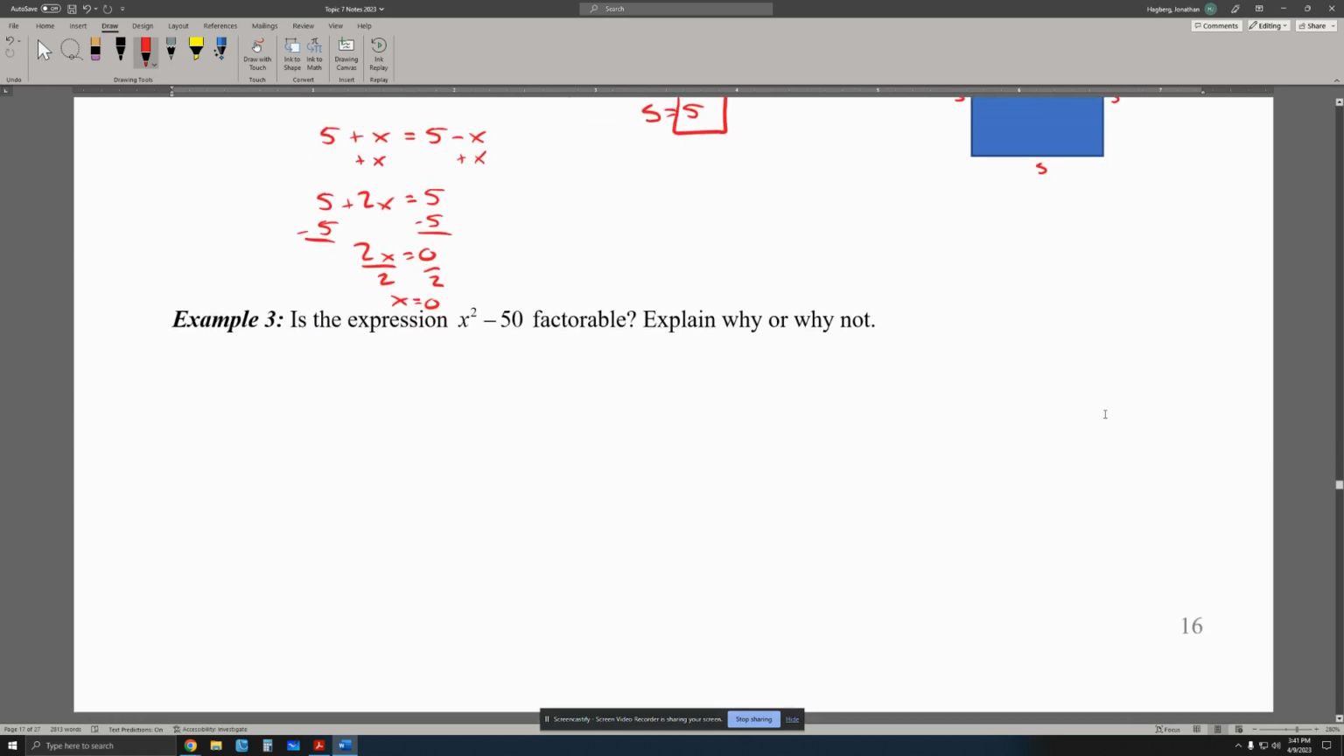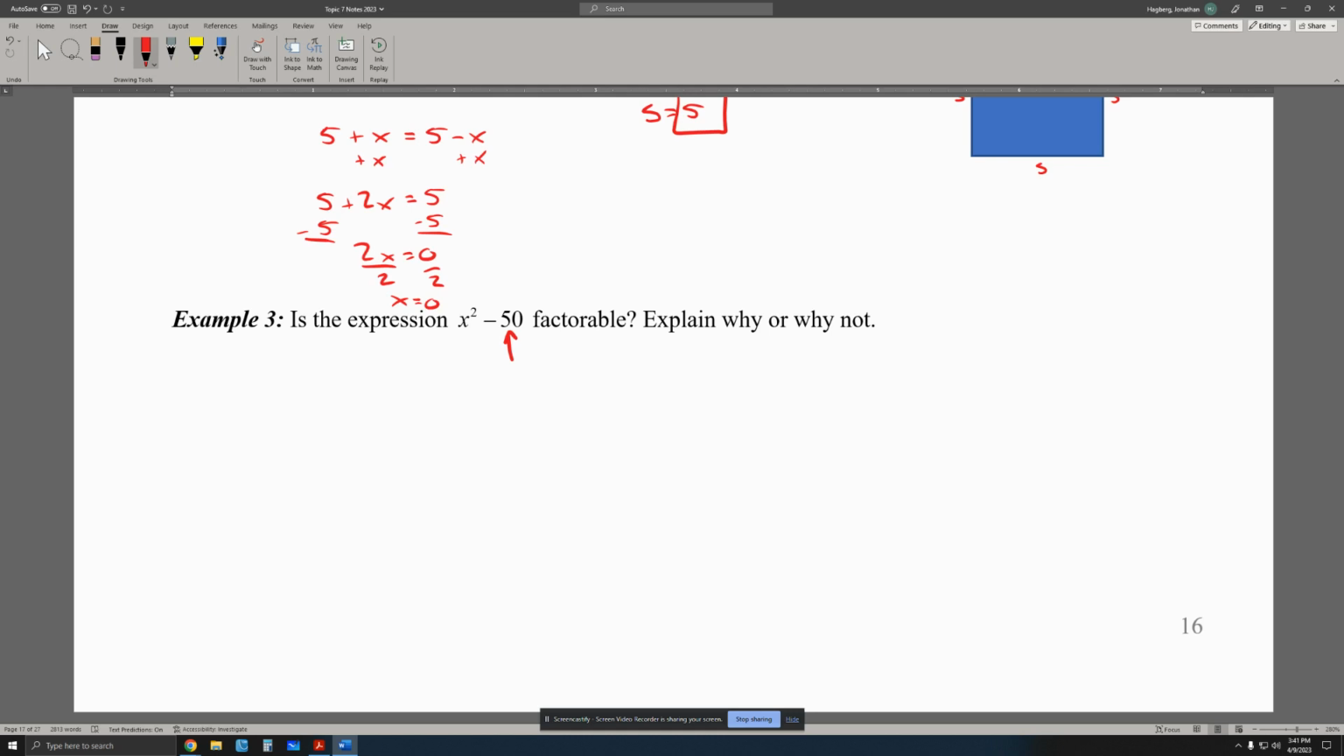All right. Last one for today. Is the expression x squared minus 50 factorable? Explain why or why not. Take a moment and think about it. This expression is not factorable, or at least not where the factorization has integer or whole number values. So this would not be factorable in that sense.